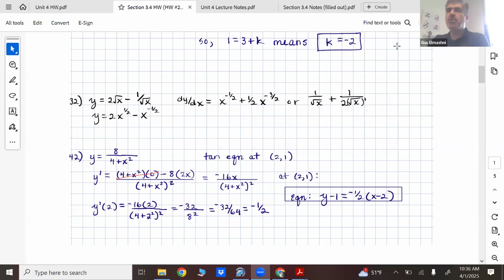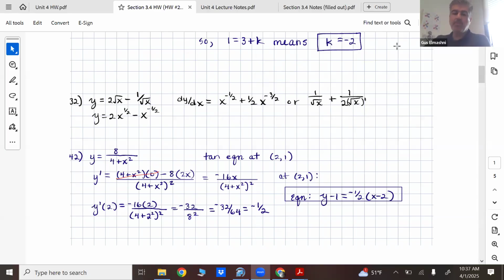Okay, so what you want to do is convert, before you do the derivative, all the radicals to exponent form, and then do the power rule, and then you could put back in radical form afterwards. So that could work. And I don't care if you rationalize the denominator. I don't care. You could leave it as 1 over root x plus 1 over 2 root x cubed.